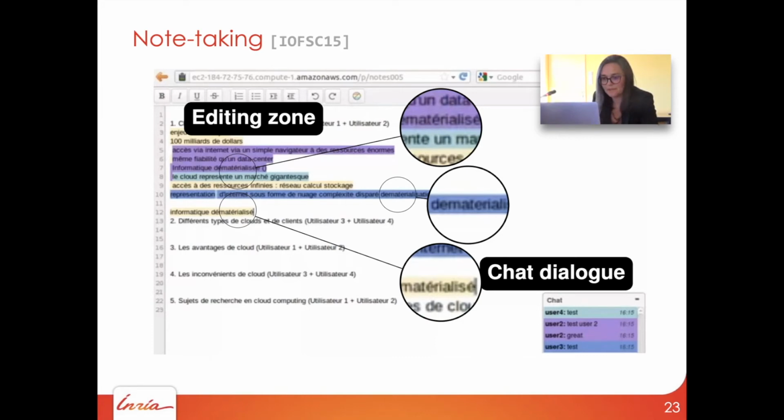If, as we had four users in the group, finally we would have 3 or 4 times the same notes that were taken simultaneously. And here in this figure, we have that, for instance, the idea about the dematerialization was taken 3 times.